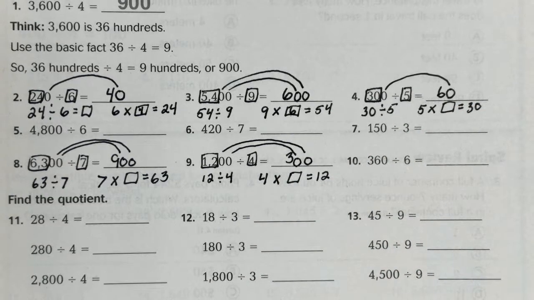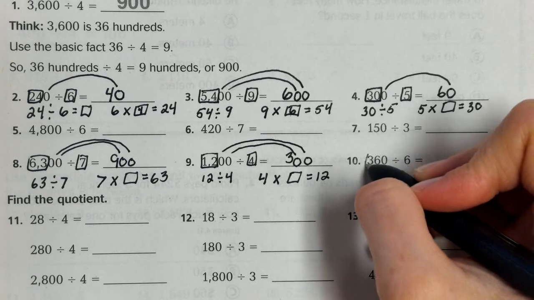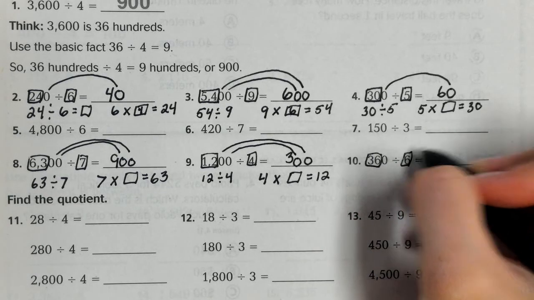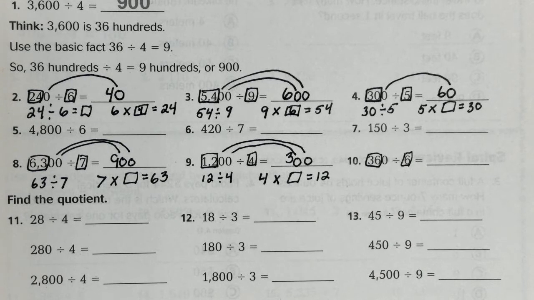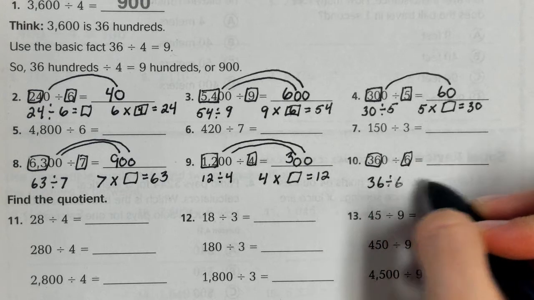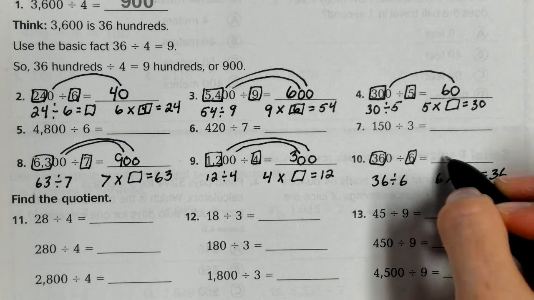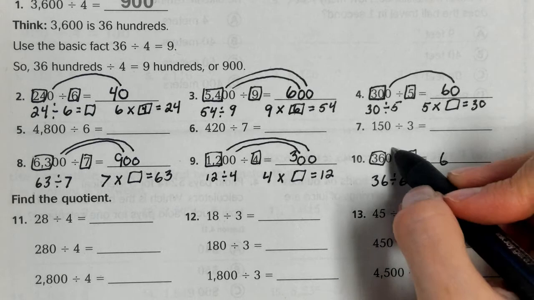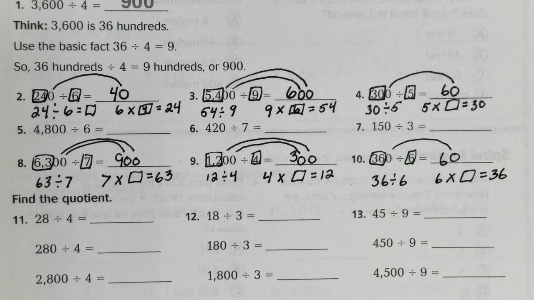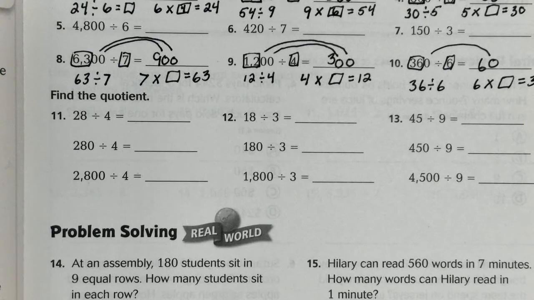All right, Angel. 36 divided by 6 equals 6 times a number equals 36, which is 6. Add the 0. Excellent. All right, does anybody have any questions? All right, you have a question.